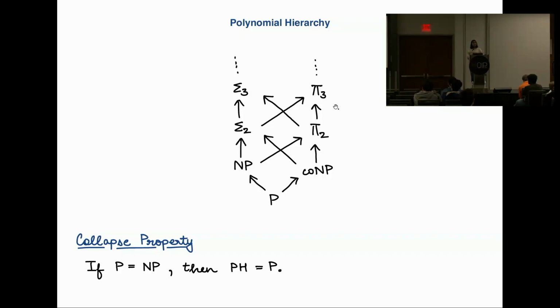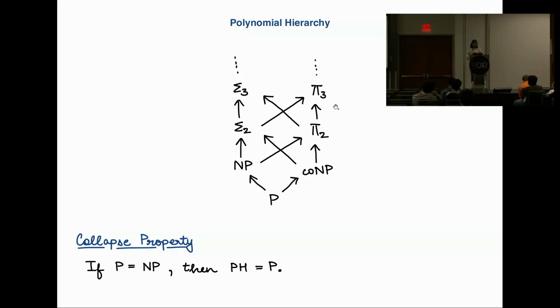And just like we believe that P is not equal to NP, we also believe that all of this polynomial hierarchy is infinite, all these classes are distinct. And this seems reasonable to believe because if we are allowed more rounds of debate, we should be able to use it to solve more problems. And we also get further evidence for this by the collapse property of the polynomial hierarchy.